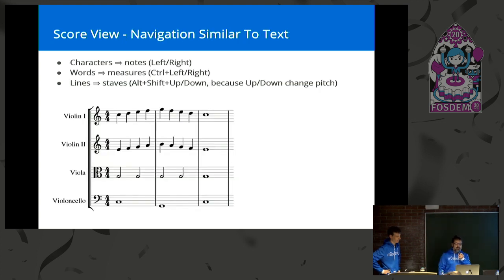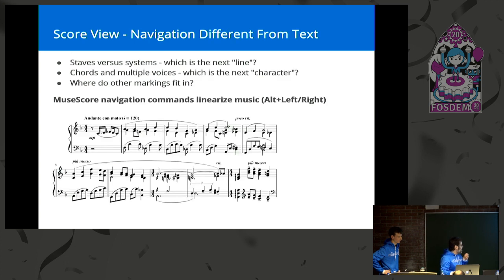All right. So the navigation model, we can use a text-based model for this to some extent. I mean, text is linear. Music is at least somewhat linear. So we can have characters in text kind of mapped to notes in music, words, where you'd use control left or right to navigate by text, that's a measure or a bar in music. And then lines of text, we can compare those to staves in music, but it's unfortunately not quite that simple.